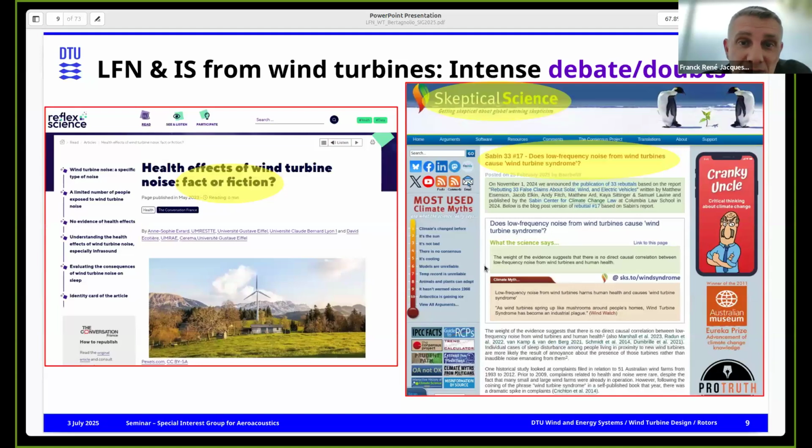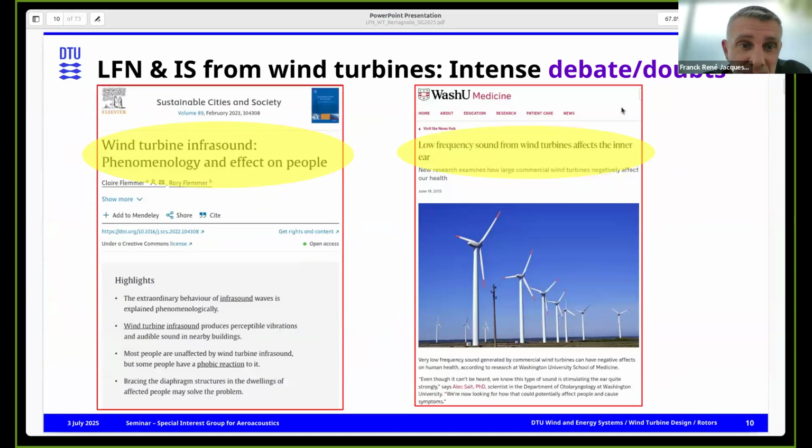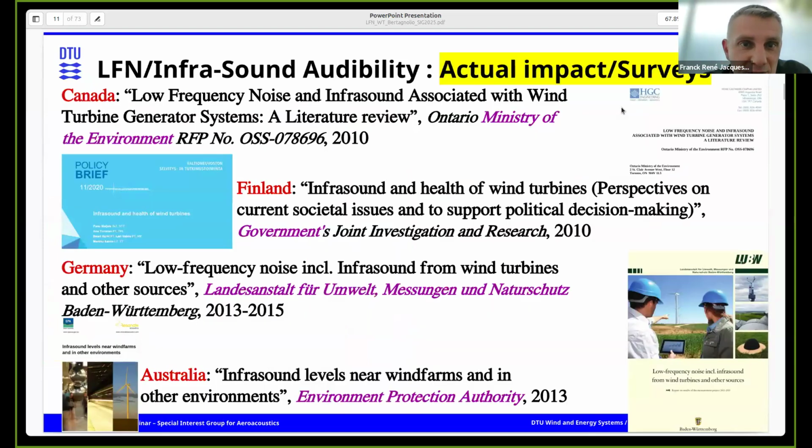Here I will go very fast. All these facts create a lot of debates and doubts, because there are quite a few unknowns on this low frequency noise and its impact. I just picked up a few, but you have a lot of articles, some scientific, some less, rarely answering the question to the bottom, solving the problem to the bottom.